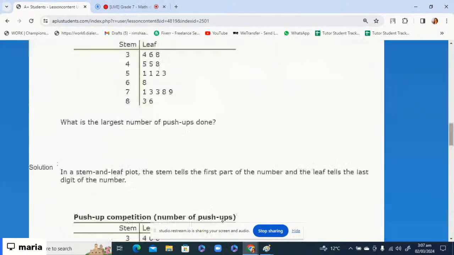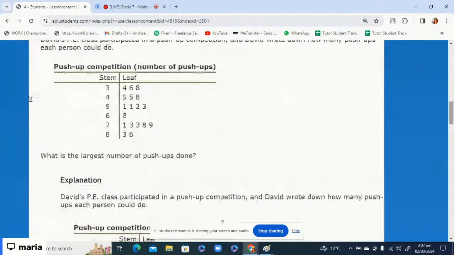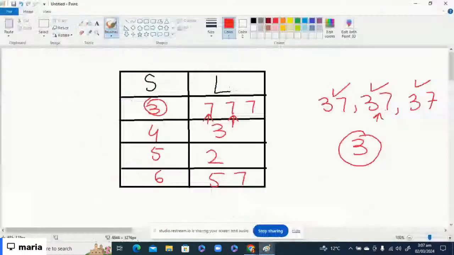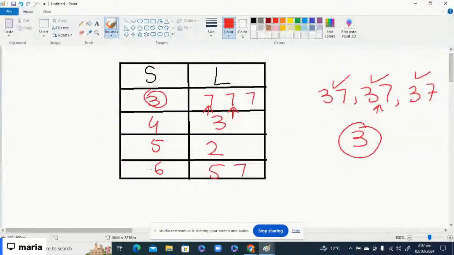So what is basically the largest number here? The last one, because we check the stem. What is the largest stem here? That is 8. What is the largest leaf for that stem? That is 6. So we can say that this is 86. If I ask what is the largest stem from that data, what would be the answer? First we see the stem, that is 6, which is the largest one. And what is the leaf for that largest stem? That is 7. So this is 67.